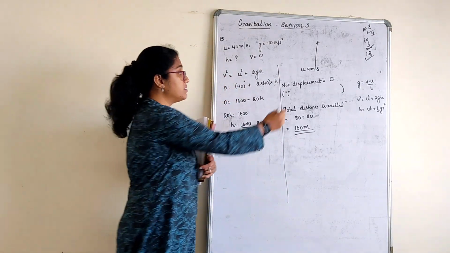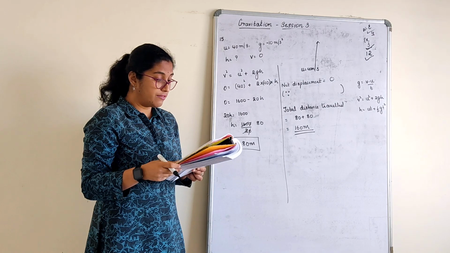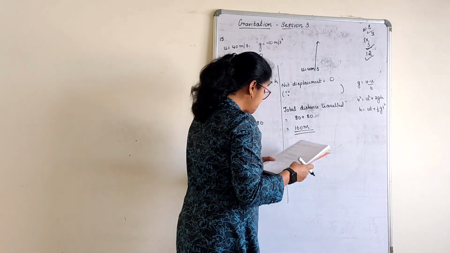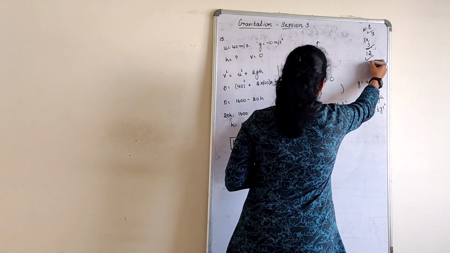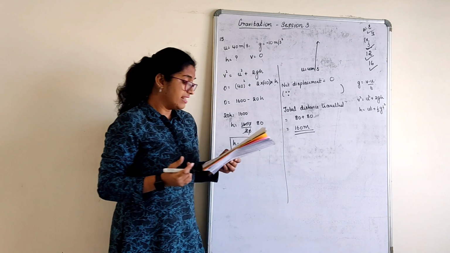160 meter. This we have to be very careful. Displacement as well as distance traveled, what they have asked. So we'll calculate the next one now. The 16th one I'll mark again for homework, children. See, all these sums I'm marking for homework because it is the same thing.